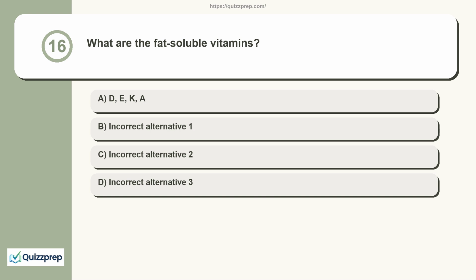Question 16. What are the fat-soluble vitamins? D, E, K, A.